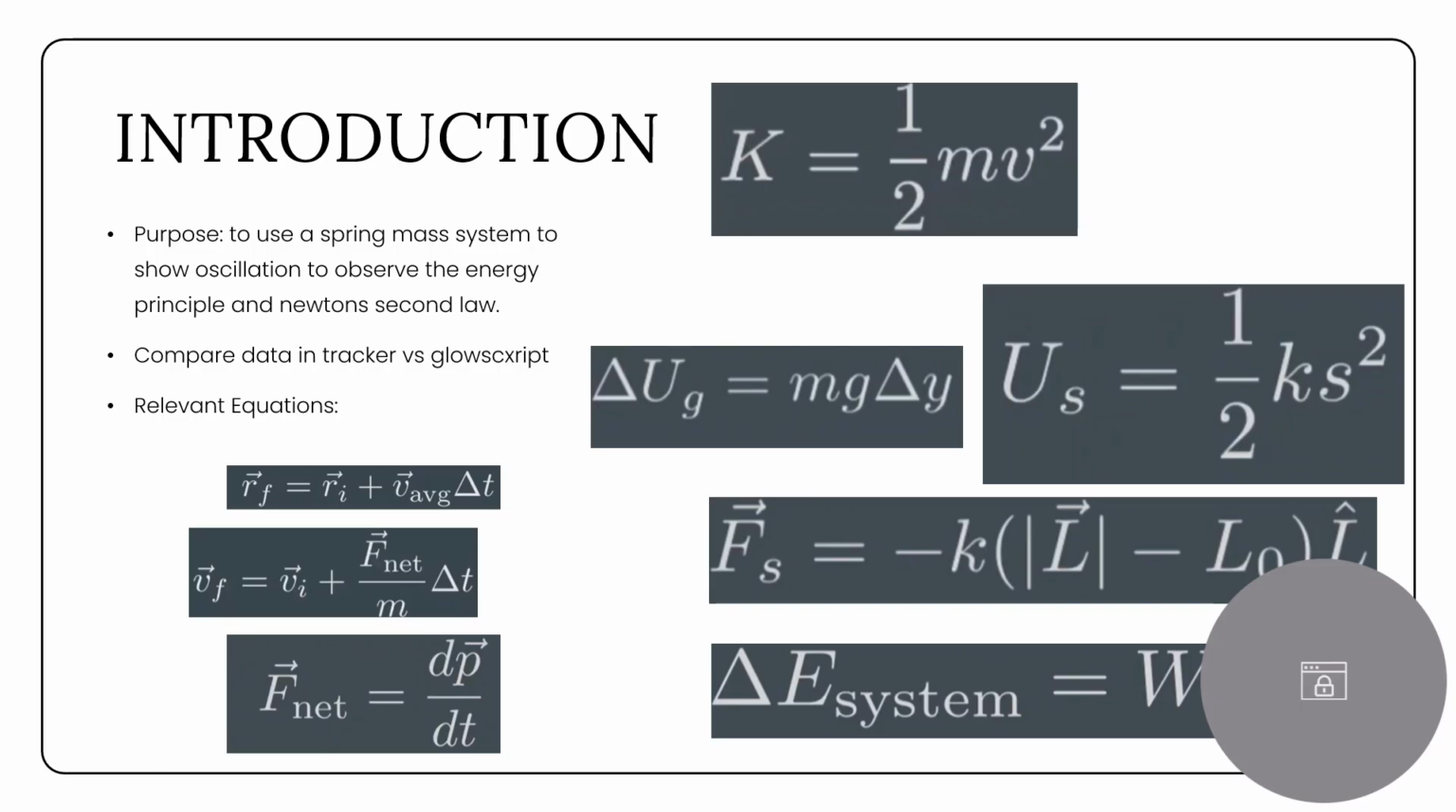And here are the relevant equations. As you can see, we have change in gravitational potential energy, change in the energy of a spring system, with the force of a spring system. You have the change in kinetic energy, F net equation, velocity final equation, and change in position equation, as well as an equation showing how the change in the energy of a system equals work.